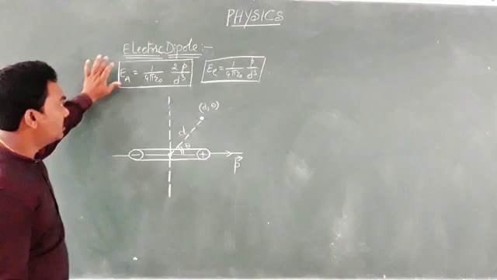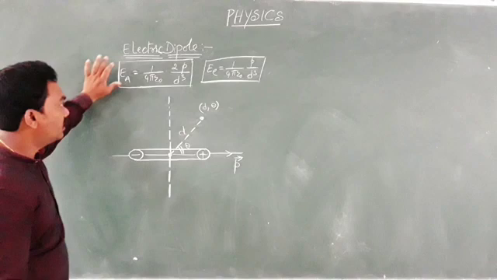Now coming to the point, due to the dipole of moment P cos theta, the electric field intensity at this point is E1, which is equal to 1 by 4 pi epsilon naught into 2 P cos theta by d cube, because at a point on the axial line it is 1 by 4 pi epsilon naught into 2P by d cube. But here P is P cos theta, because this point is on the axial line of the dipole of moment P cos theta.